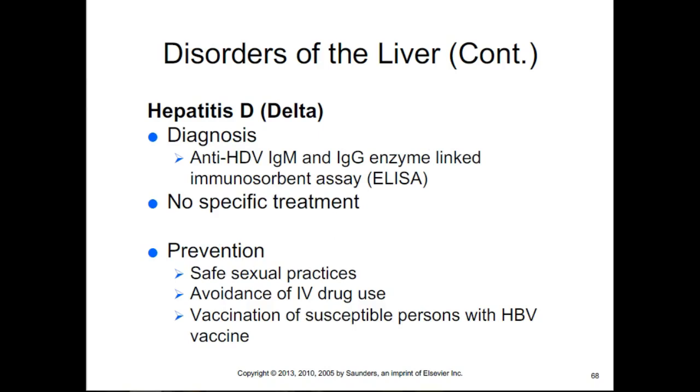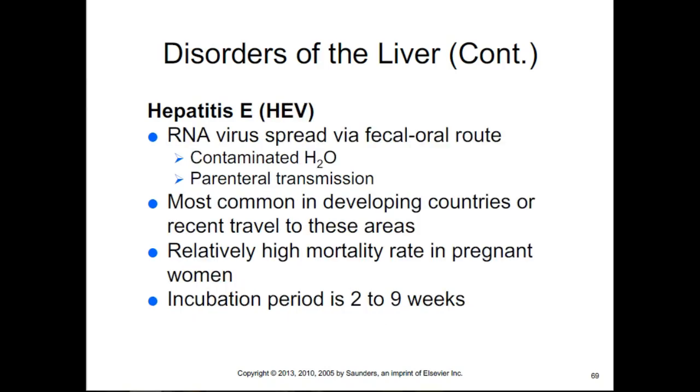So you're going to have the anti-HDV IgM and IgG enzyme-linked immunosorbent assay. Remember, those enzyme-linked immunosorbent assays are called ELISAs. There's no specific treatment for this, just prevention, right? Safe sex practices, avoiding IV drug use, and vaccination of susceptible persons with the HBV vaccine. So if we stop HBV, then obviously HDV can't get anywhere, right?